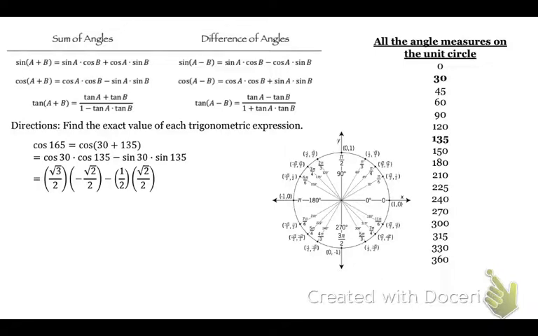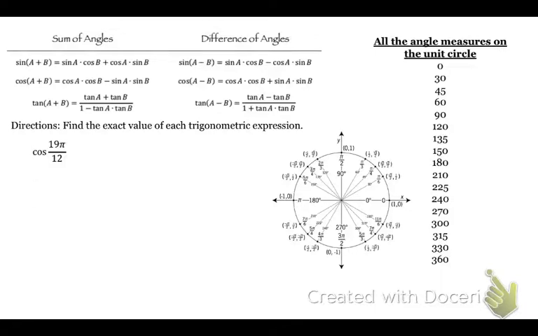So then cosine of 30, so the x value at 30 degrees, is square root of 3 over 2. The x value at 135 is negative square root of 2 over 2. The y value at 30 is 1/2, and the y value at 135 is square root of 2 over 2. So if we multiply that, we get negative square root of 6 over 4 minus the square root of 2 over 4. Make this one fraction. That's the same as negative square root of 6 minus square root of 2 over 4. So the cosine of 165 equals negative square root of 6 minus square root of 2 over 4.